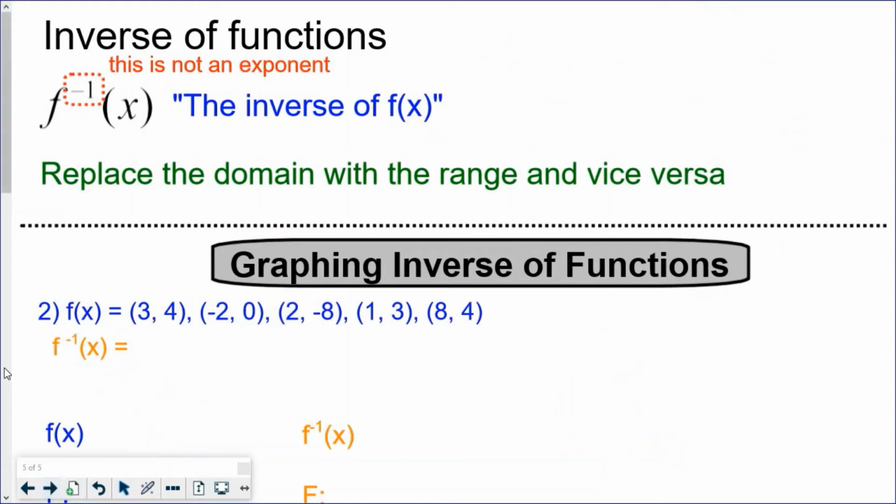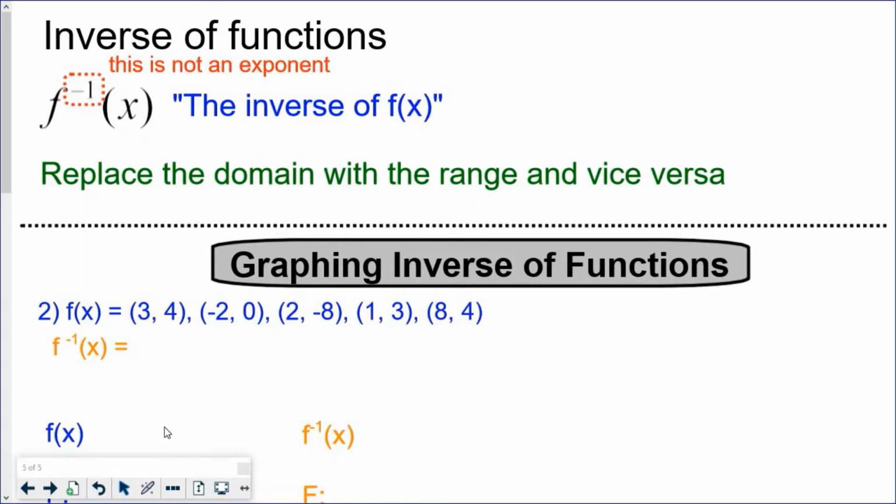something called the inverse of a function. The inverse of a function is when you take the domain and you replace it with the range and vice versa. It's denoted with a little -1 up here. It is not an exponent. It is the notation for inverse.